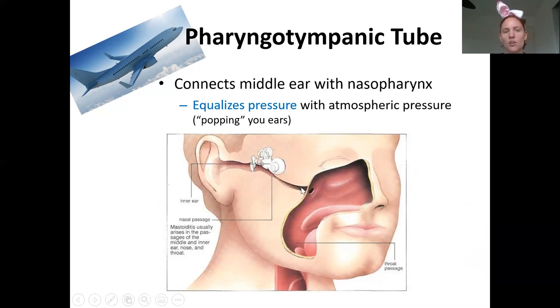And the function of the pharyngotympanic tube is to equalize the pressure in the middle ear to atmospheric pressure, so the pressure outside of it. If you've ever gone in an airplane or maybe just gone up a steep hill in the mountains, when you pop your ears, what you're doing is equalizing the pressure on the outside compared to the inside. It also helps drain fluid from the middle ear so you don't have an accumulation of fluid.